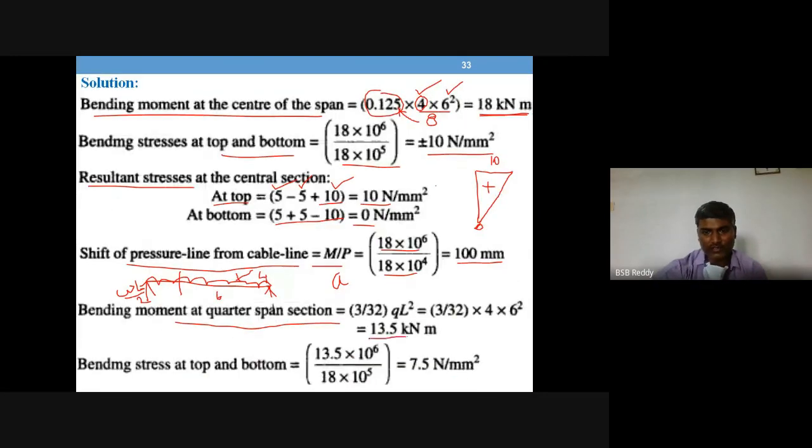So going for that 13.5, don't worry about this formula, 3 by 32 WL square. After simplification you get this value. It is just like whatever you do, reaction into this distance, and UDL into distance and distance by 2. All that you can do as usual. Now bending stress at top, M by Z, you do it and we get 7.5 Newton per mm square.